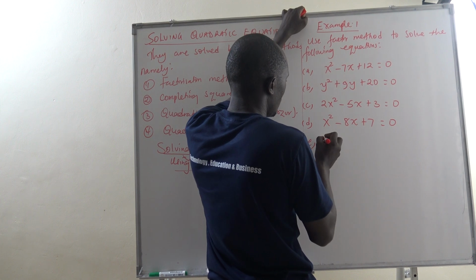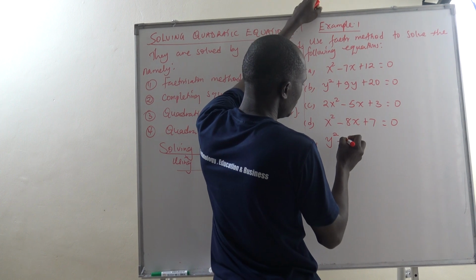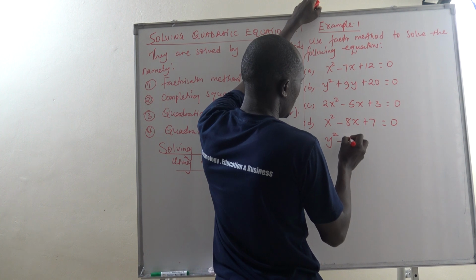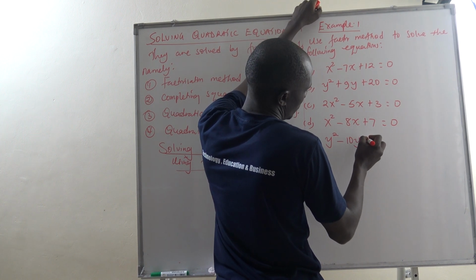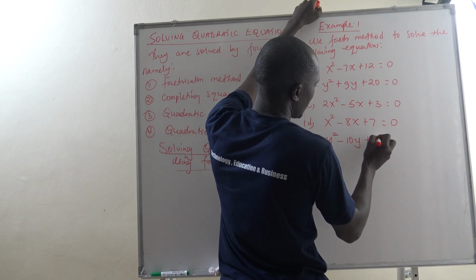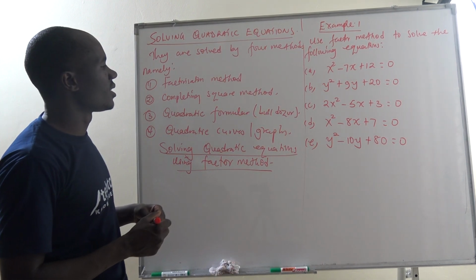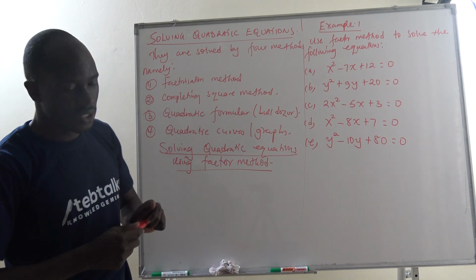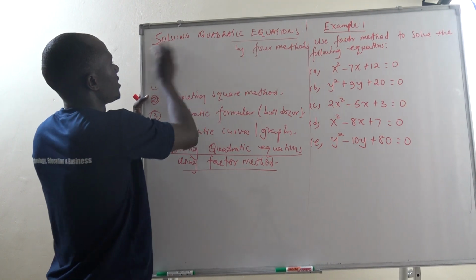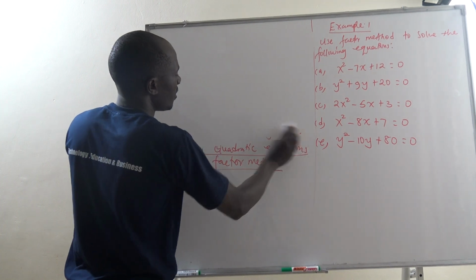Part E, y squared minus 10y plus 80 equals 0. So what are we going to do with this? We're going to start with the first item, part A, and you'll see how we are doing it.